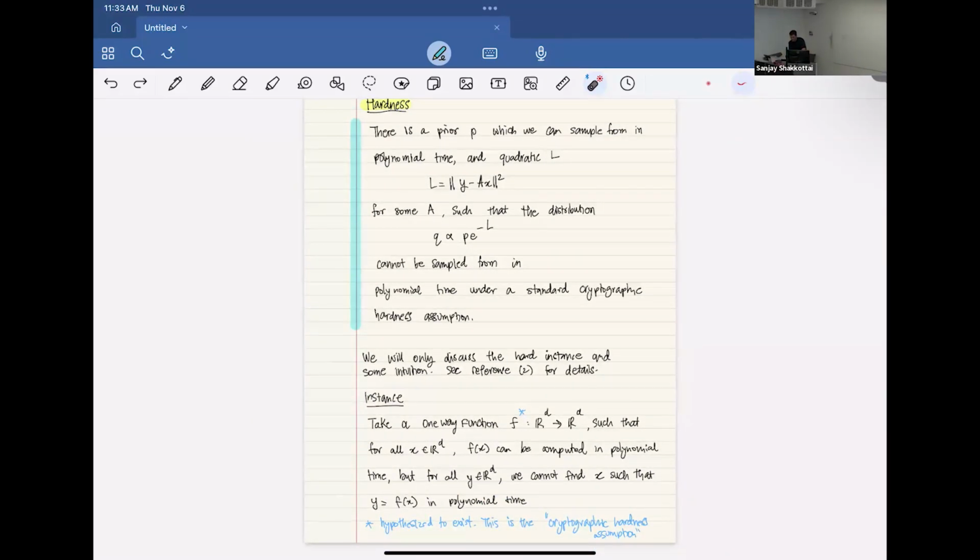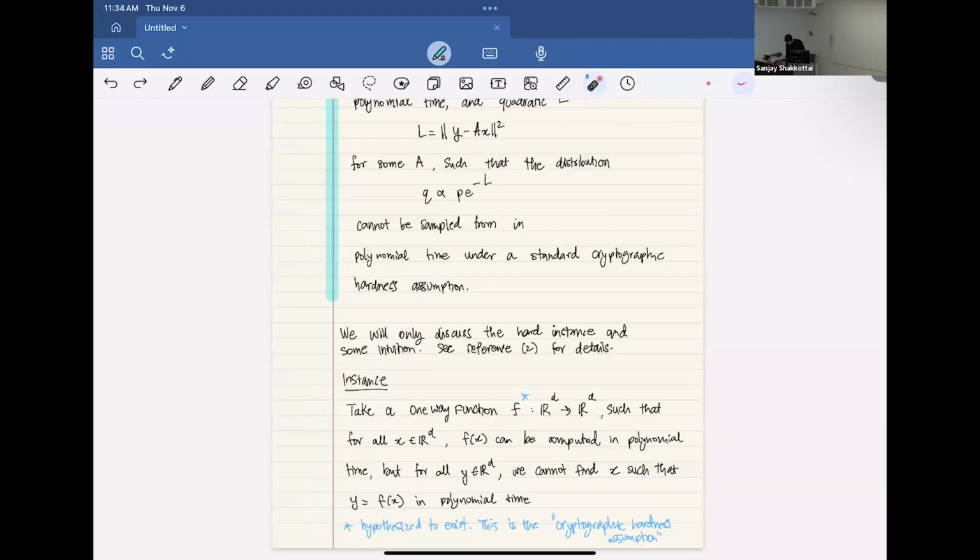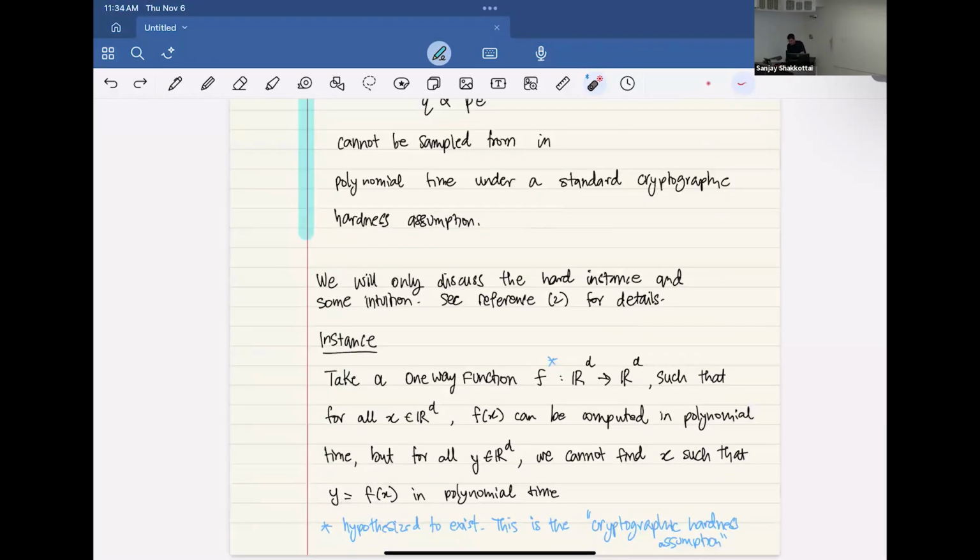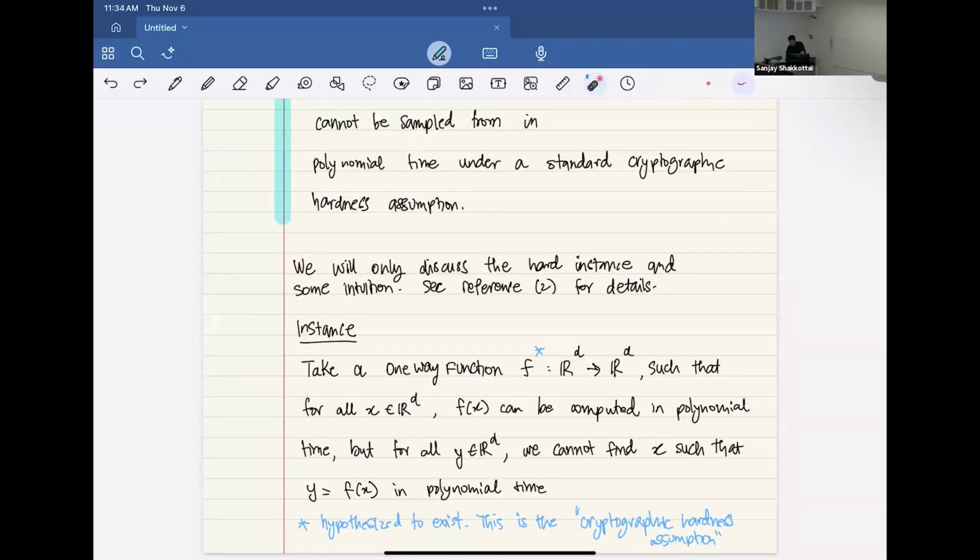It involves the existence of a one-way function. There's this thing called a one-way function, and they're saying that it does exist, and I think most people believe that it does exist. We'll talk about what it is in a second. Actually, we're going to talk about it right now. So basically, I'm going to explain what the instance is and roughly why it satisfies what they want. So the instance is you take some one-way function f.